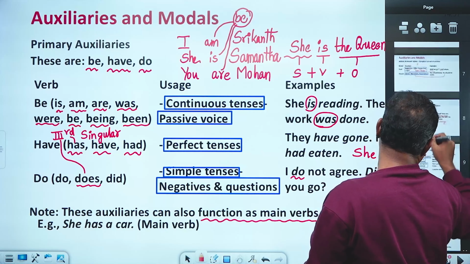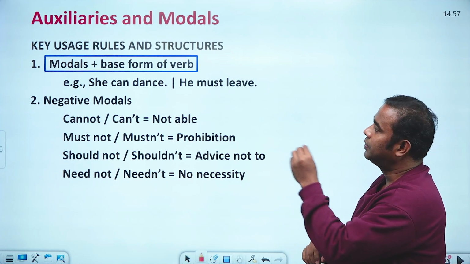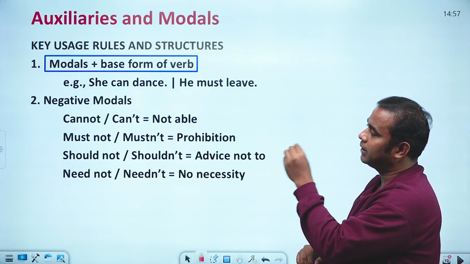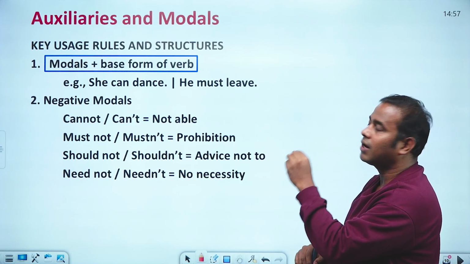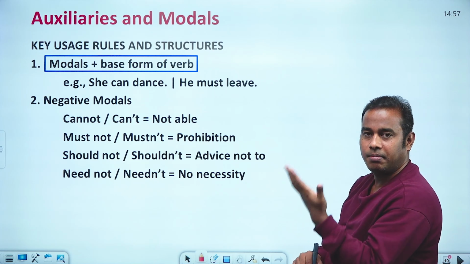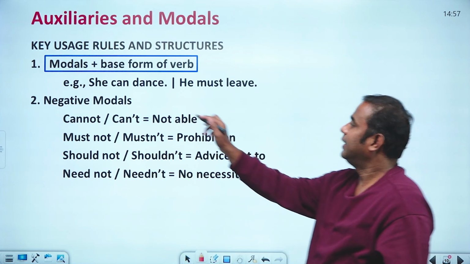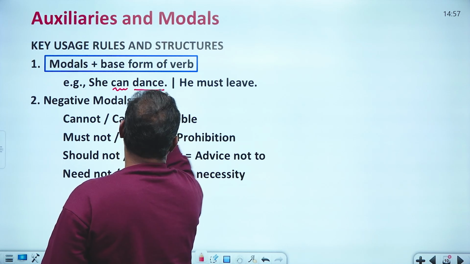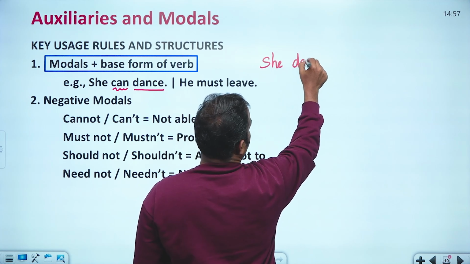So modal verbs generally in a straight form will not come. Okay, a modal verb generally comes with the addition of another base form of a verb. They are not like main verbs here. Okay, we can call them side verbs. Okay, she can dance. So she dances.